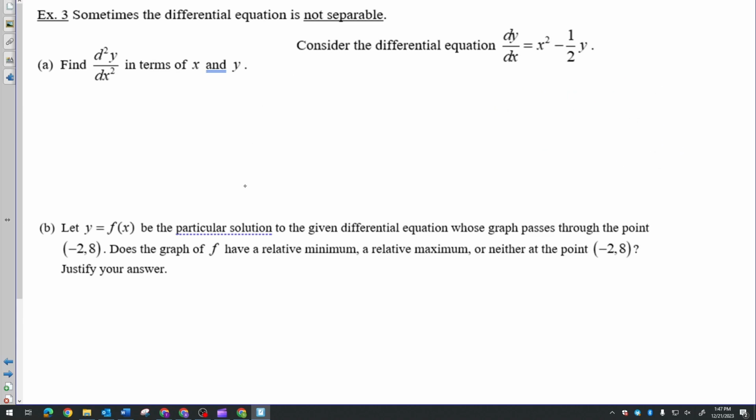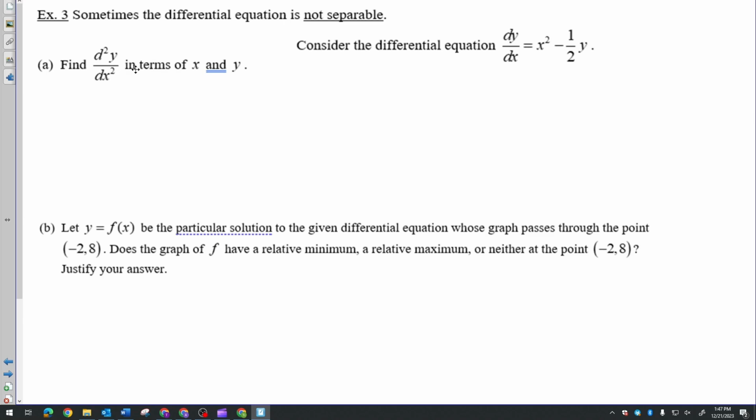And if you notice, if they give you a problem that's not separable, they won't ask you to actually separate it to solve it. But they'll ask you other questions. I just want to point this out so that you don't always think you have to solve for y anytime you have a problem like this. They might be asking you to do other things. So let's look at part A here.